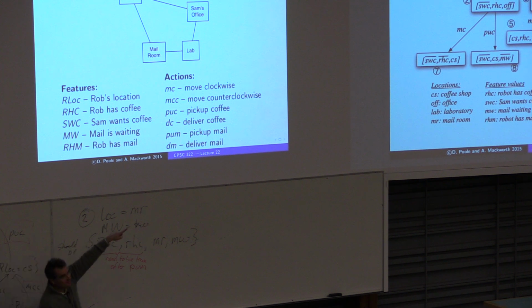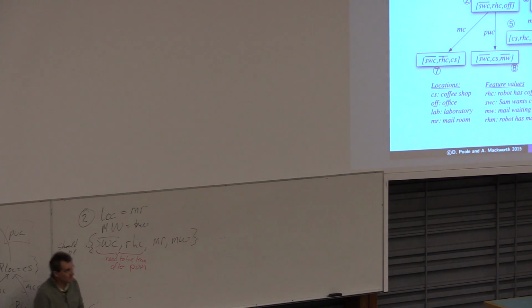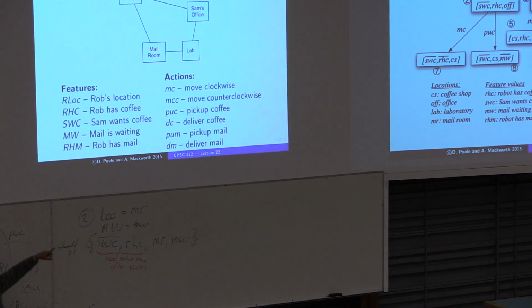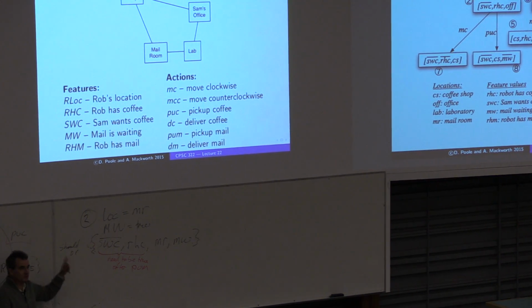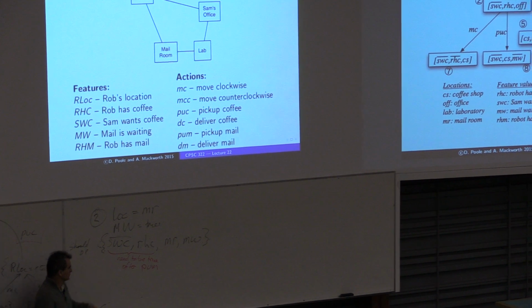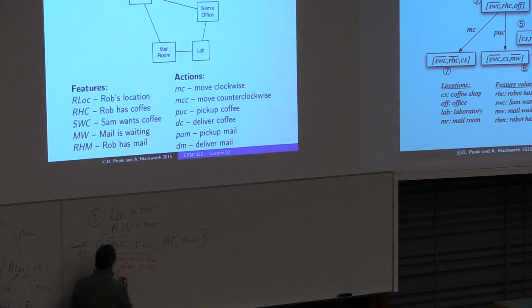Because we want it in the goal. It's in 1. It's our goal. So we want Sam to not want coffee. And so if we want Sam to not want coffee, after, it has to be true before, because it's not going to be achieved by this goal. For 1 to be true.